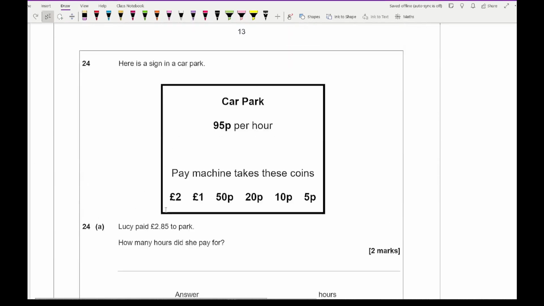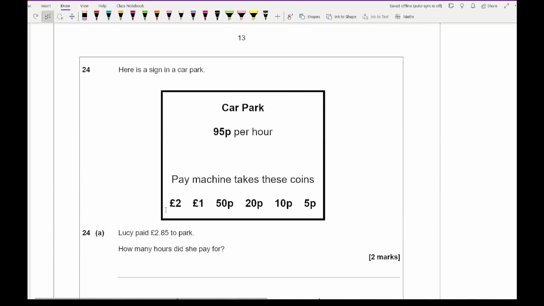Moving on to question 24, it says, here is a sign for a car park. And it says, for question A, Lucy paid £2.85 to park. How many hours did she pay for? So again, it's 95 pence per hour. So here we've got a conversion of units because we've got pounds and we've got pence. So 95 pence per hour is the same as 0.95 pounds.